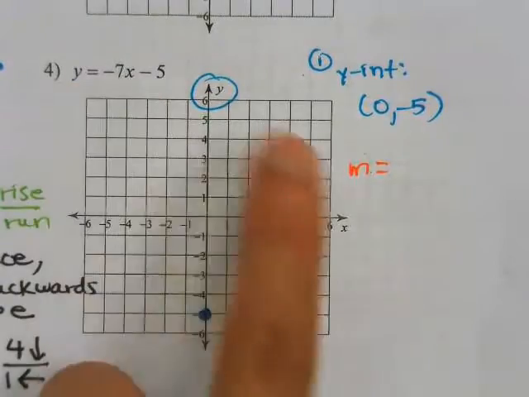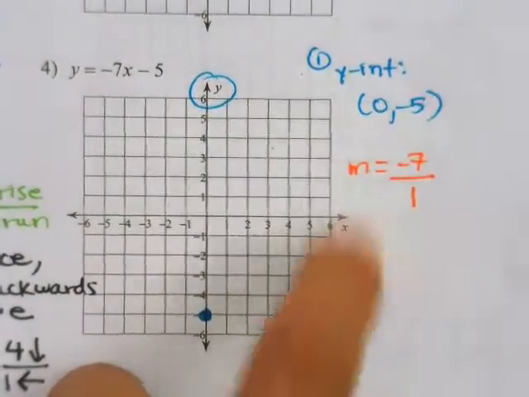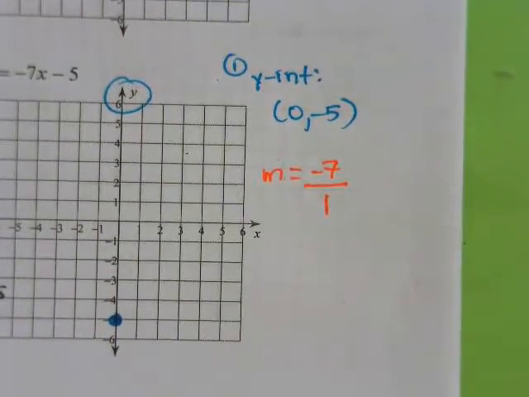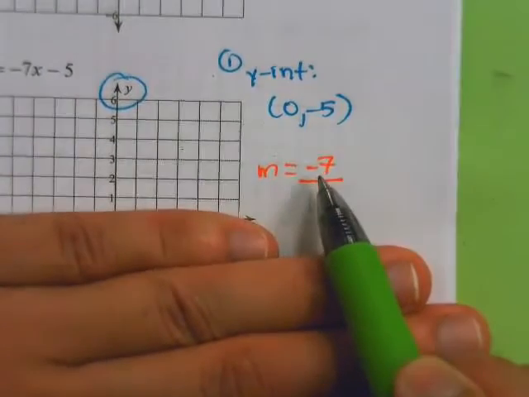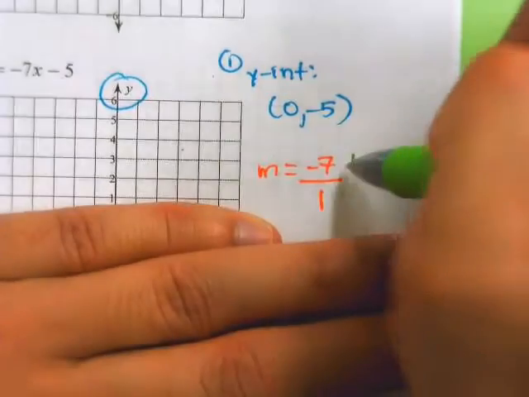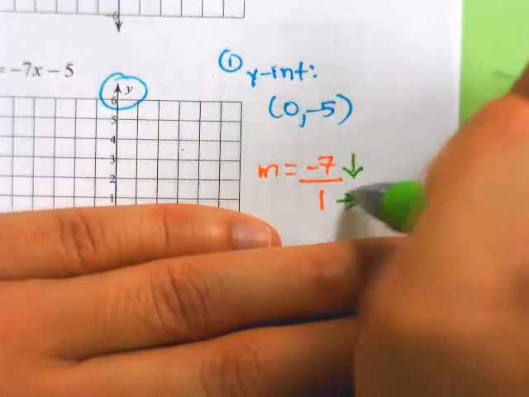Because it's right by the x, your slope is -7, and you guys told me that to make it into a fraction, you got to put that over 1. Okay, no changes right now. What does the negative 7 mean? You go up or you go down? You're going to go down, and for our class, we're going to go to the right, no matter what.